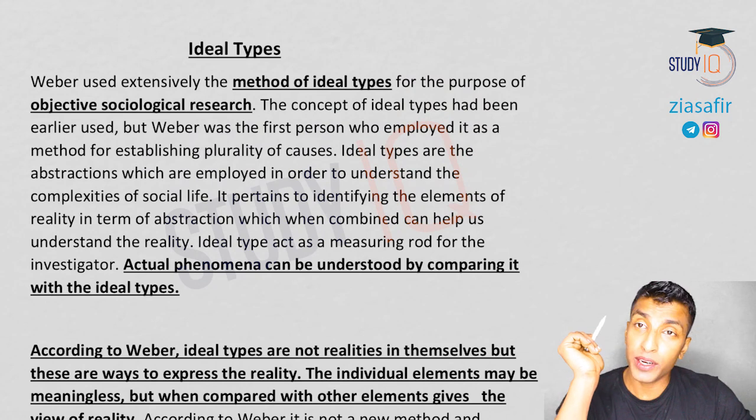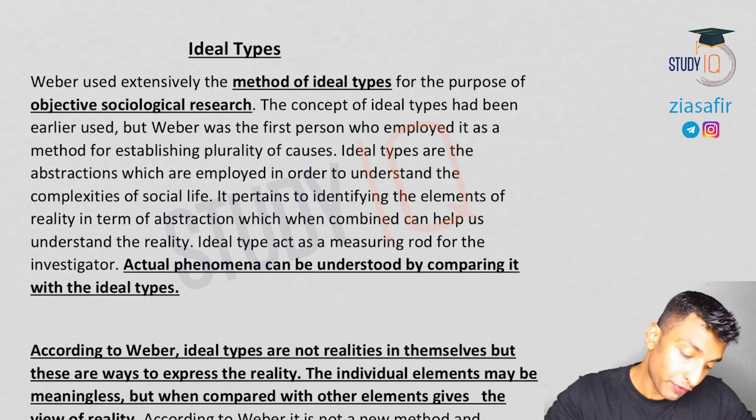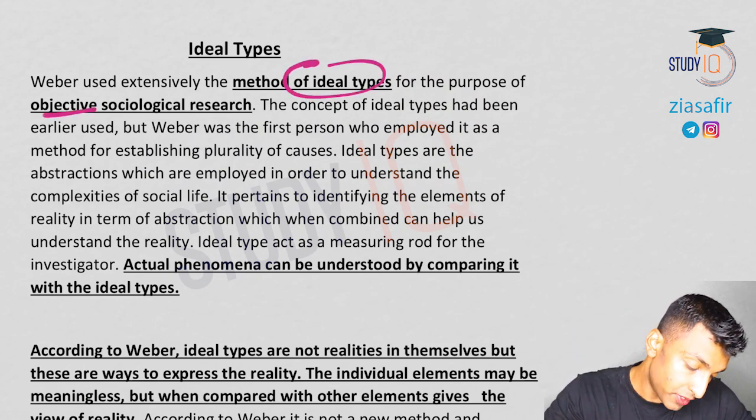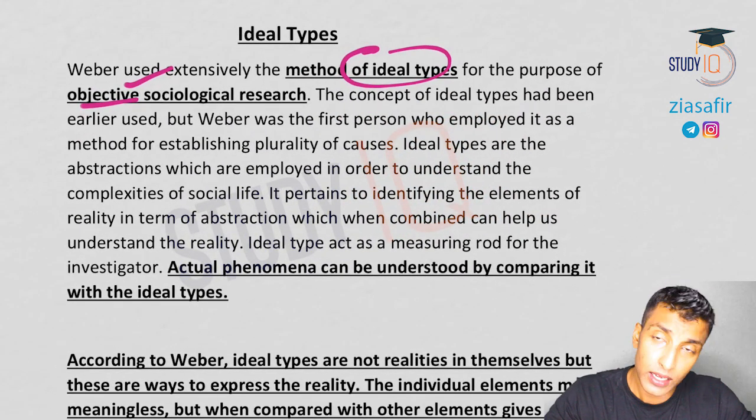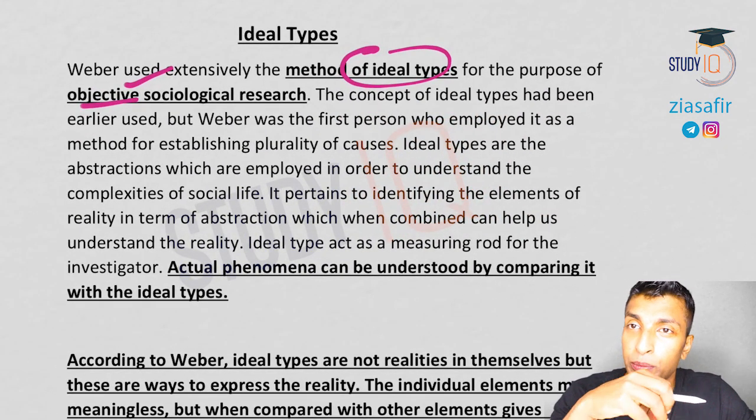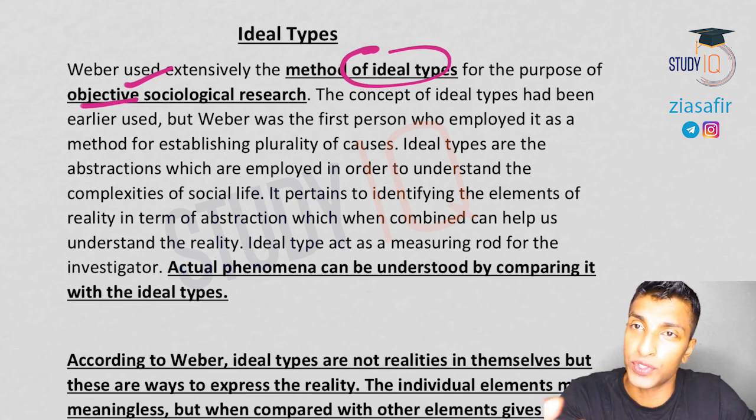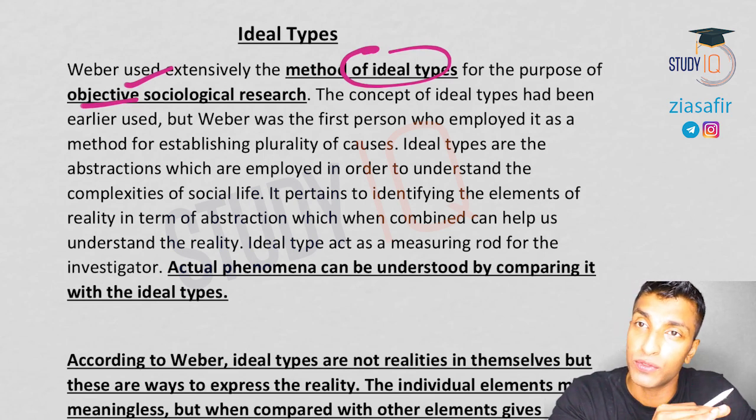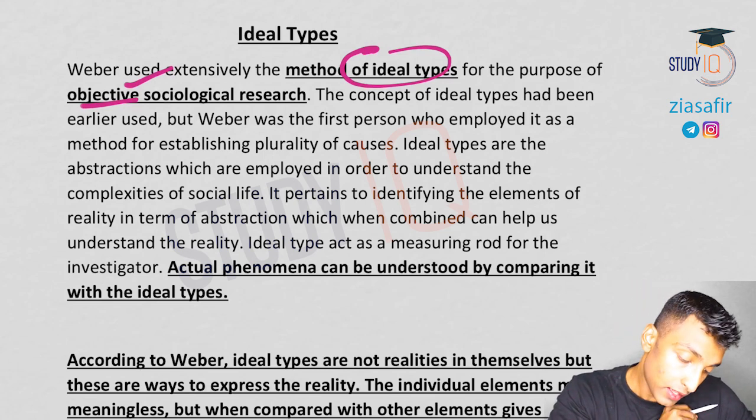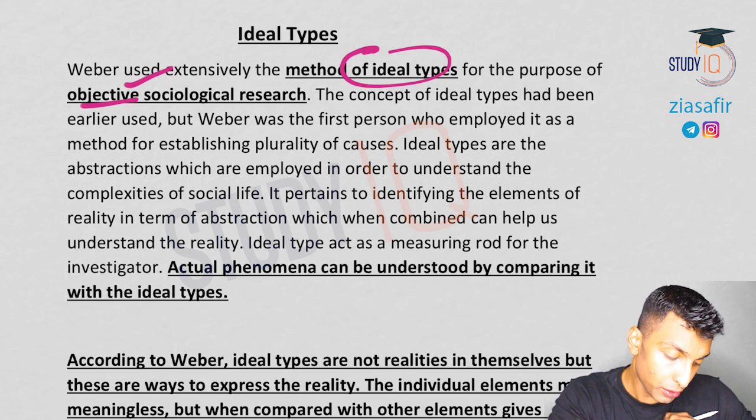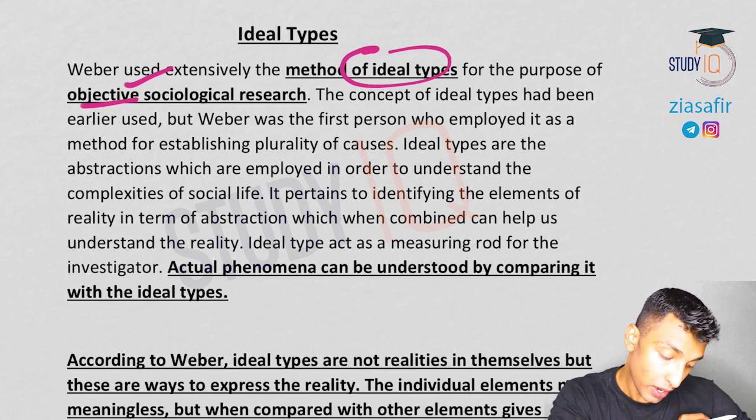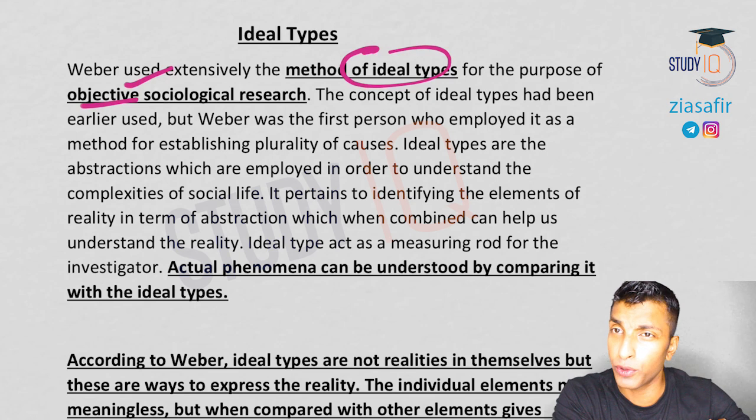Ideal types. Weber used extensively the method of ideal types for the purpose of objective sociological research. Okay, so we have already discussed that Weber's approach is objective understanding of subjective reality. So conduct the study objectively. For that purpose, he proposed a lot of methods. Ideal type is one among them. The concept of ideal type had been used earlier, but Weber was the first person who employed it as a method for establishing plurality of causes.